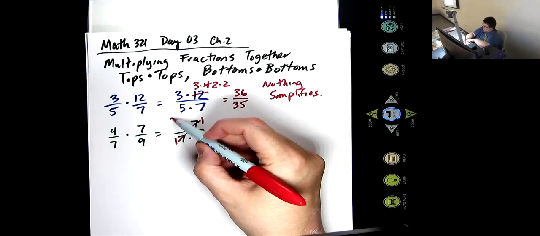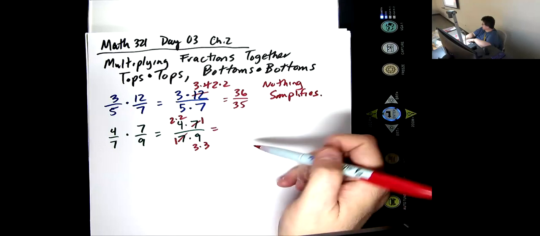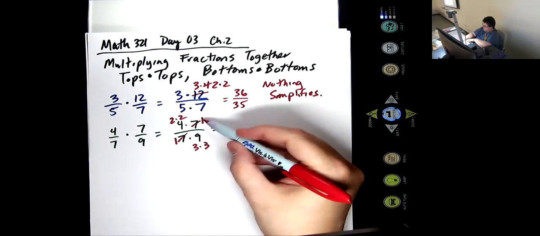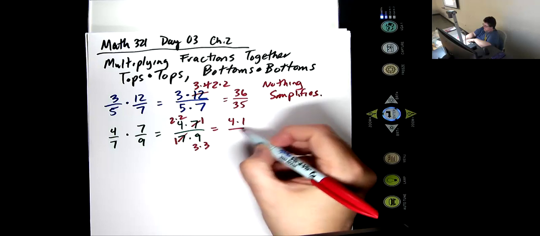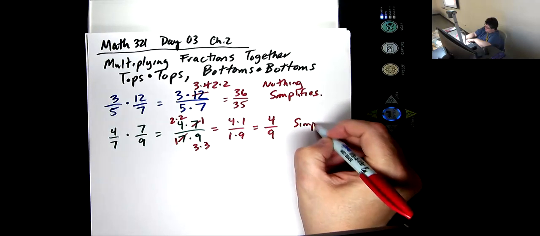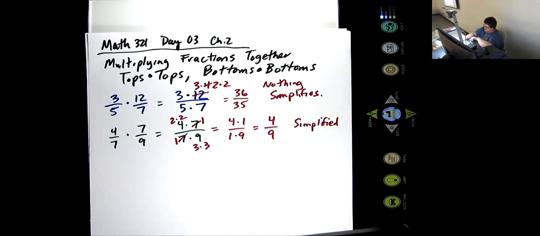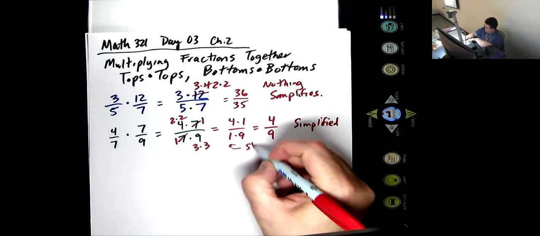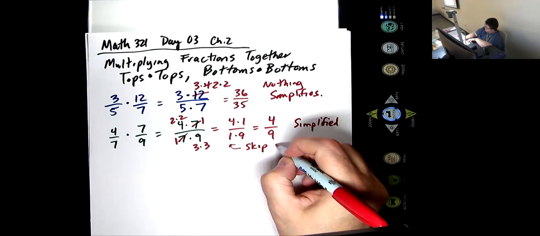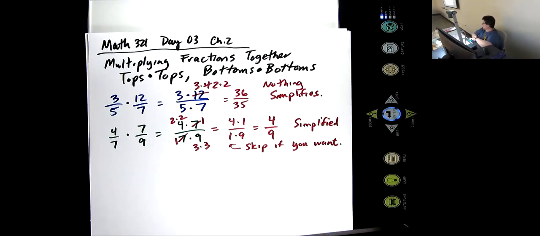4 we know is 2 times 2, and 9 is 3 times 3, so nothing cancels out between those. So we're good with doing 4 times 1, and 1 times 9, which is 4 over 9, and that's simplified. That's what we mean when we say simplified. You can skip writing this step. This is for visual. While I'm teaching it, if you're comfortable remembering that anything times 1 is the number that it started with, you don't need to write that step.